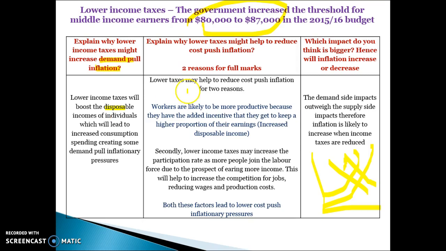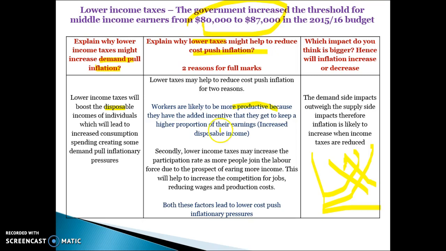There are reasons why lower taxes will help to reduce cost push inflation though. It can reduce firms' costs of production, and that happens for two reasons. One, workers are likely to be more productive when they get a tax cut because they get to keep a higher percentage of their earnings. Then the higher productivity can flow on to lower prices because it lowers firms' cost of production.